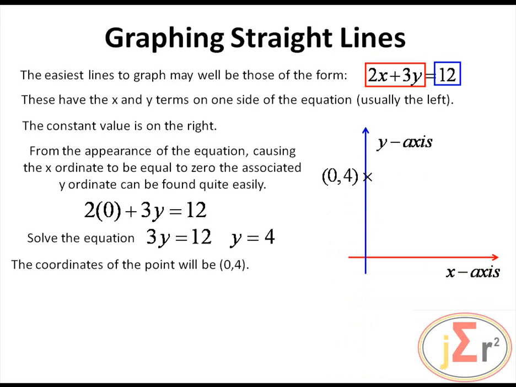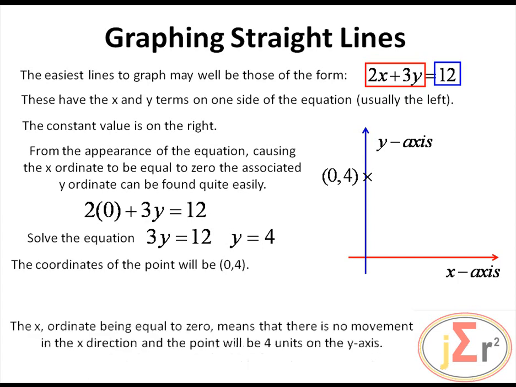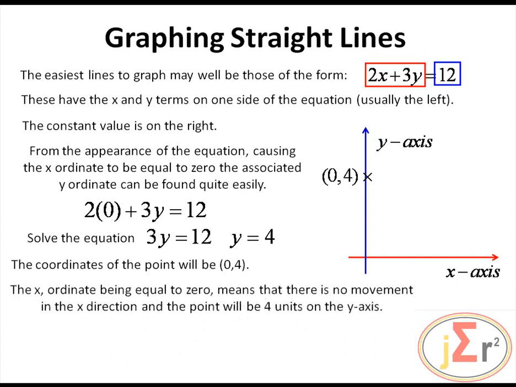Although we do not have a grid on which we have the numbers given from 0, 1, 2, 3, 4, we are just giving an indication because we do not really need a grid to draw this graph. The x-ordinate being equal to 0 means that there is no movement in the x direction, and the point will be 4 units on the y-axis, although we don't have the units shown there. We know that we're going to have that anyway.